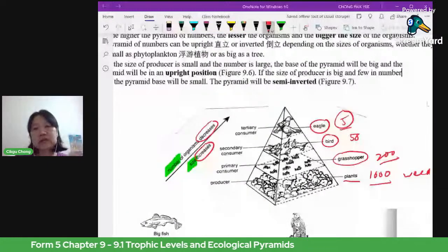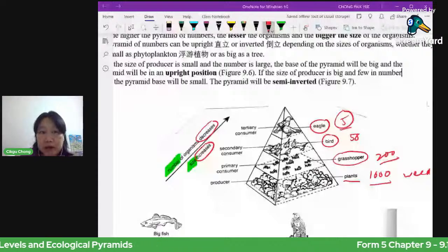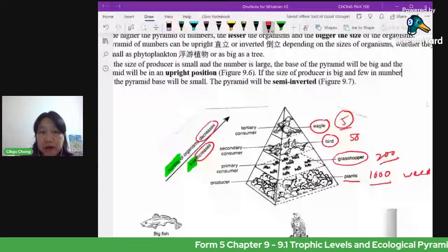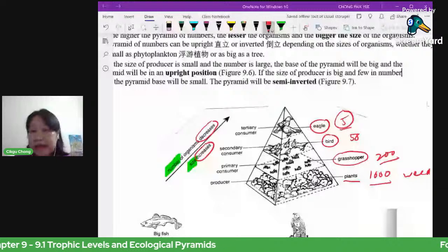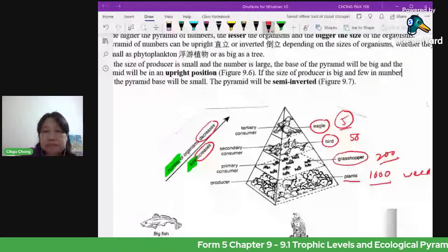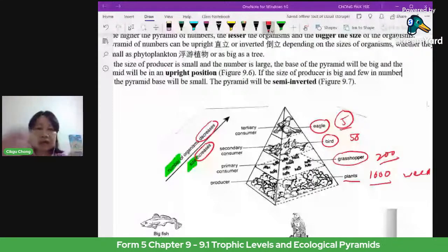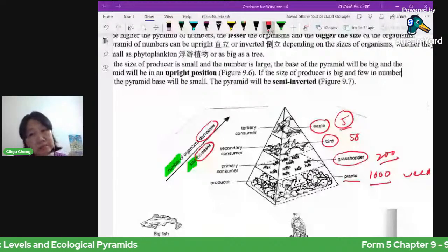Now, a pyramid of numbers can be upright. Upright means the top is small, the bottom is big. This is the usual one, right? The usual pyramid of numbers is like that. The bottom is big, the top is small. So you have a pyramid with the tip, the small part, on the top here. But it can also be inverted. Inverted means terbalik. It can also be that the top is, on the other hand, bigger and the bottom is smaller.